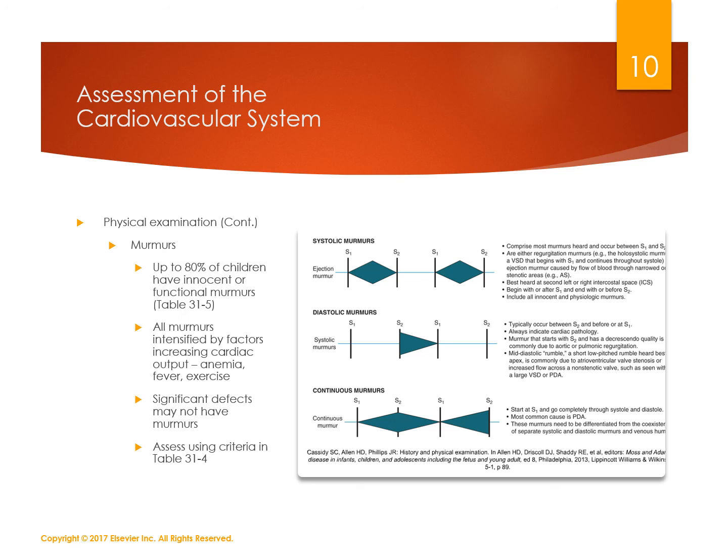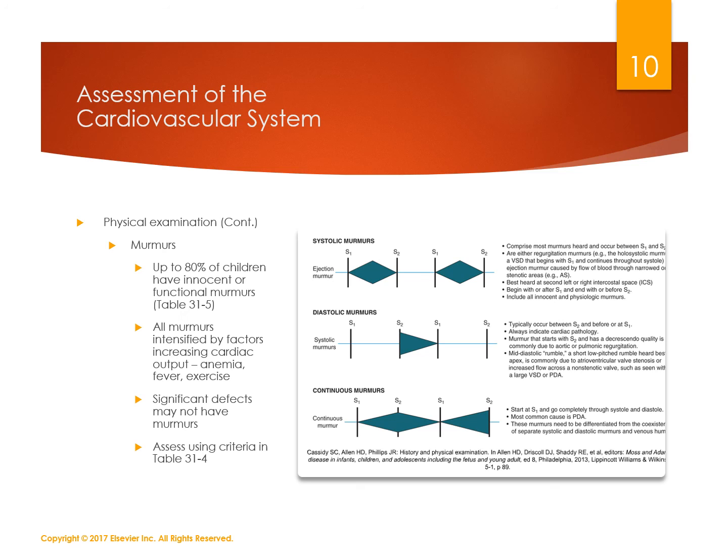Murmurs, up to 80% of children have innocent or functional murmurs. Table 31-5 on page 766 talks about the common innocent murmurs, and so it will give you a description, the age when you usually see them, where you will usually hear it, the quality, intensity, and then the differential diagnosis associated with that as well.